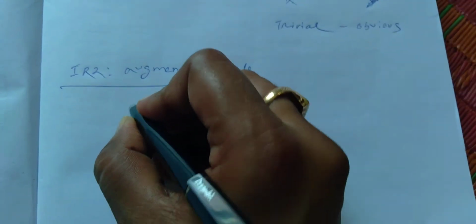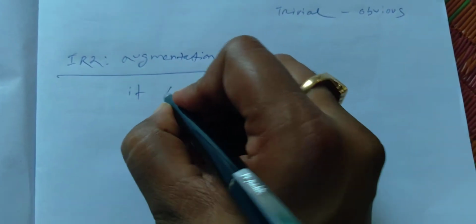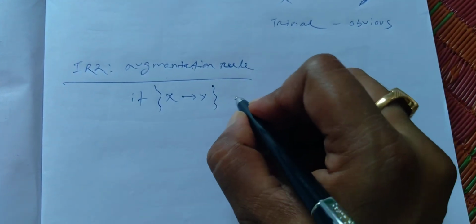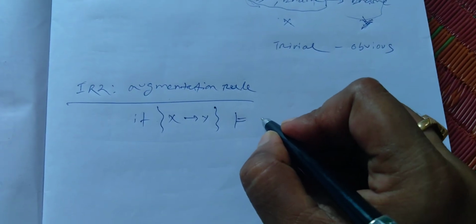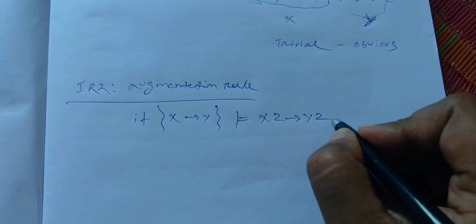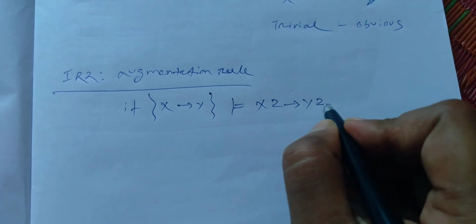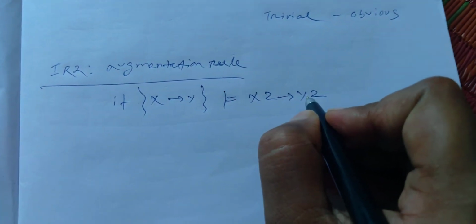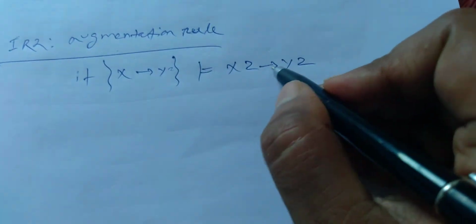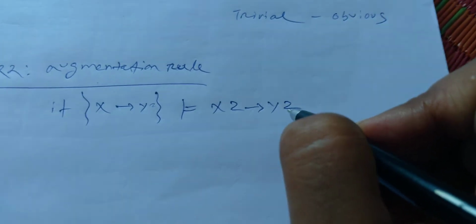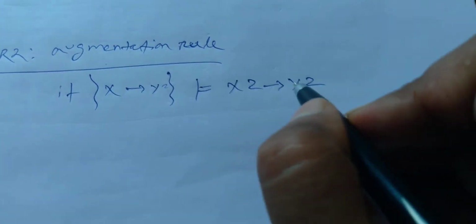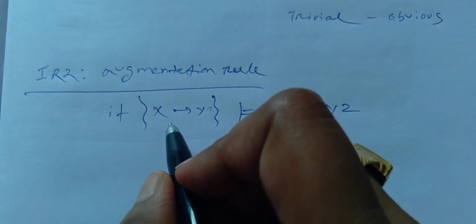Augmentation rule says that if x determines y, then xz will determine yz. That means you added z on both sides. Here you added z, here you added z, so it becomes xz determines yz. So this is augmentation. You augment any attribute on both sides, that will be valid. Okay, this is augmentation rule.